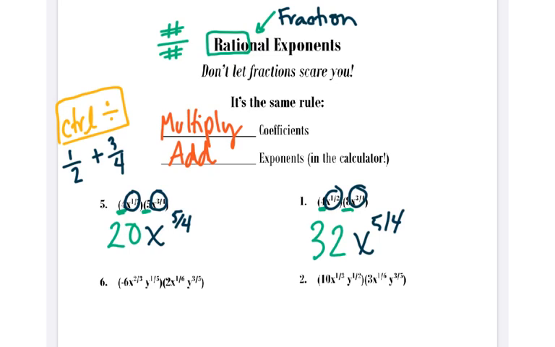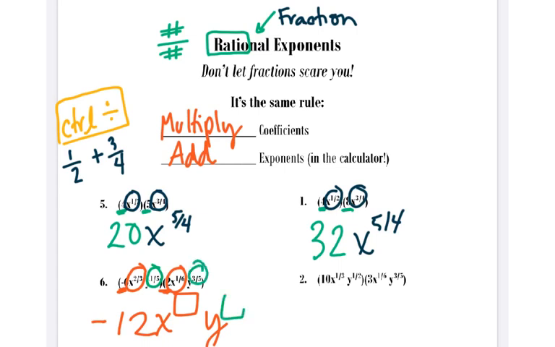So you'll do the same thing with number 6. Multiply these coefficients. -6 times 2 is -12. Add your exponents. 2/3 plus 1/6. Put that in the calculator and tell me what you get. Same with the y. You have 1/5 and 3/5. Type that in the calculator and write down that exponent.